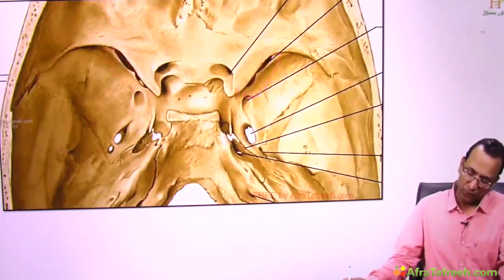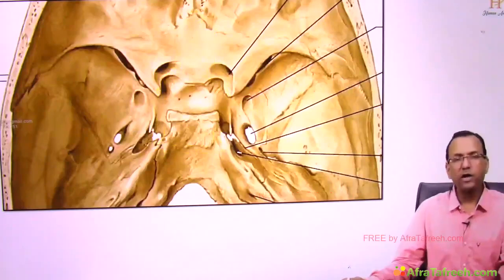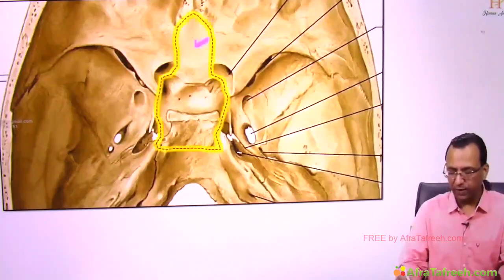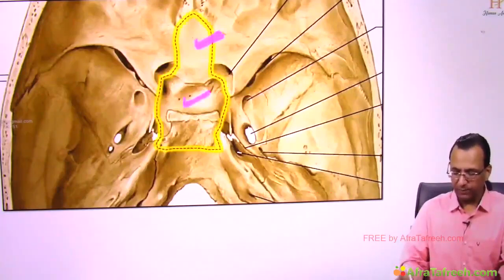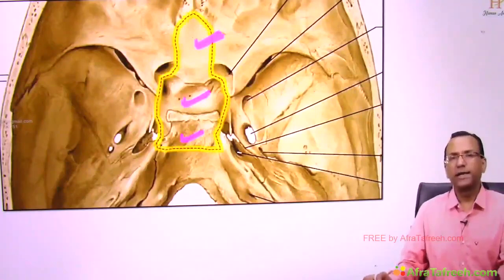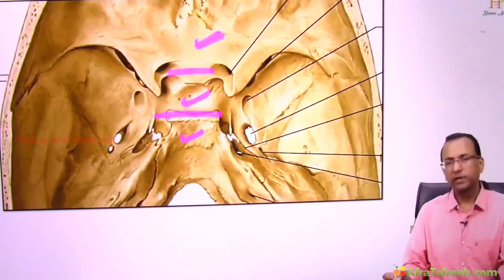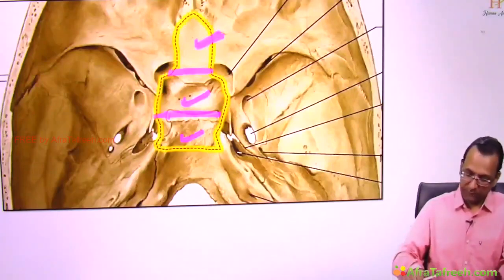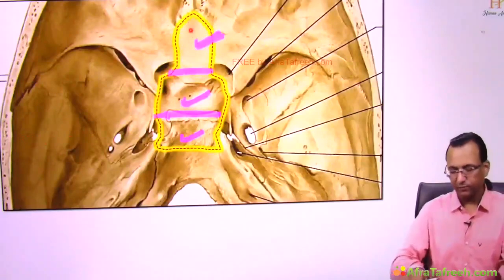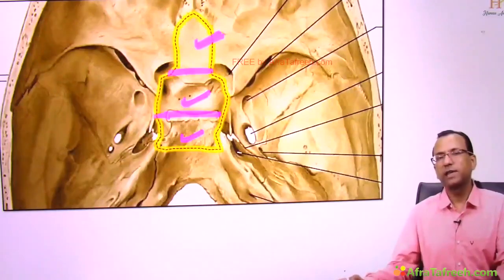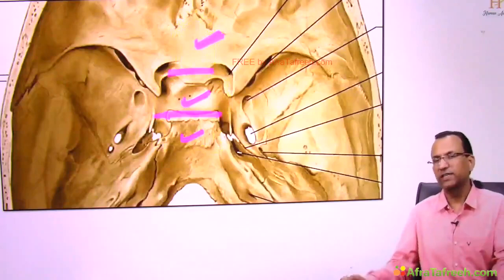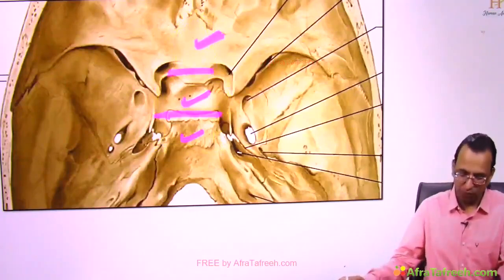Okay, what is this? This is the body of sphenoid at the floor of the anterior cranial fossa, middle cranial fossa, and posterior cranial fossa. You are telling the body of sphenoid is at the floor of the anterior cranial fossa? Yes. Middle cranial fossa? Yes. And posterior cranial fossa? Yes. This is the posterior cranial fossa floor, this is the middle cranial fossa floor, and this is the anterior cranial fossa floor. So the body of sphenoid is at the floor of all three cranial fossae. Okay, fine.